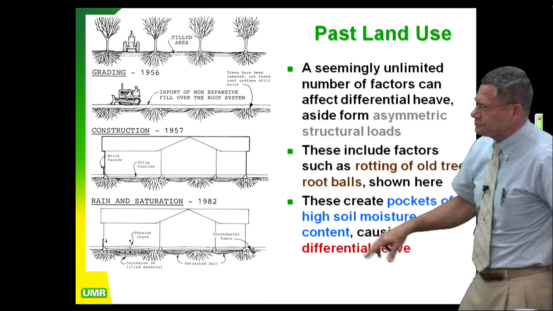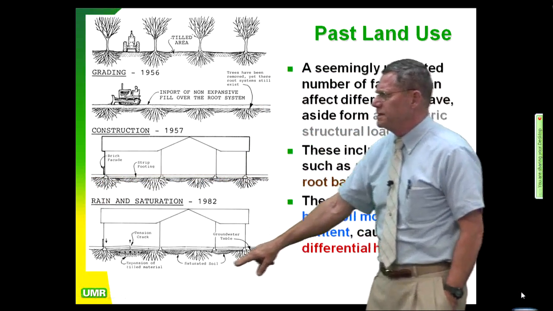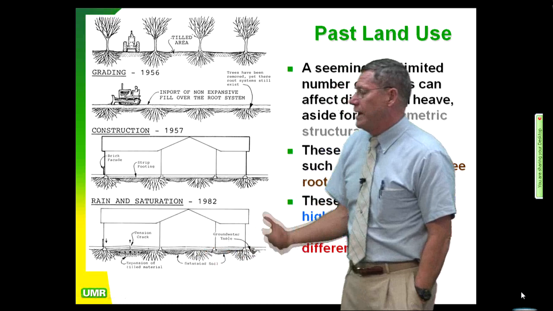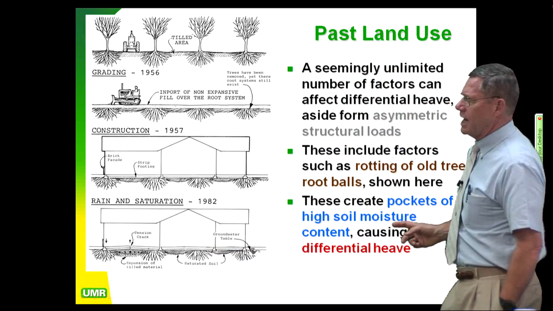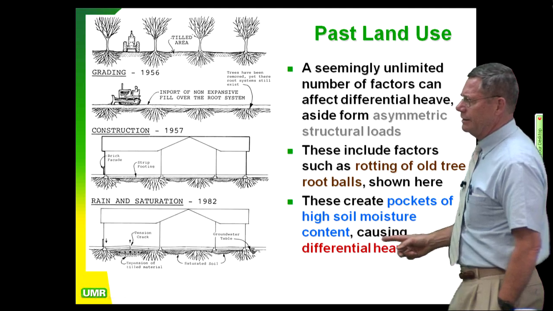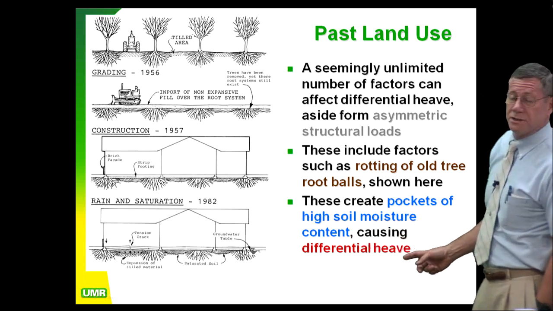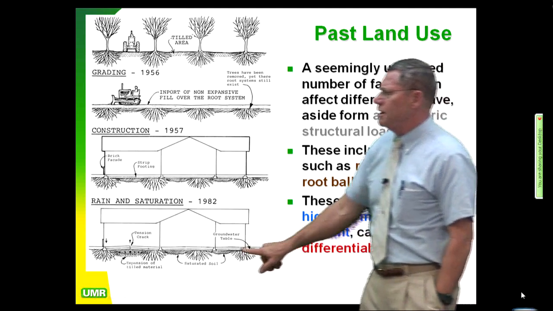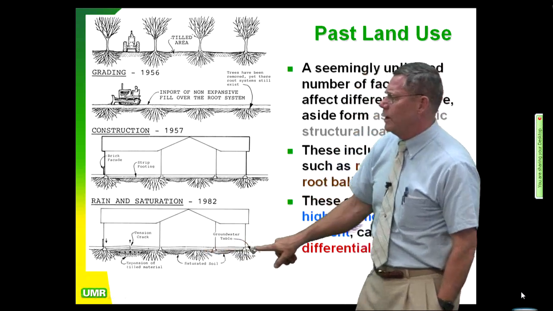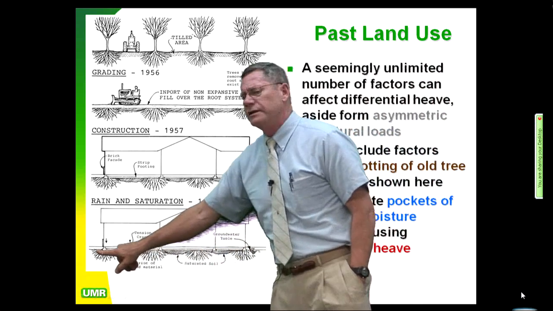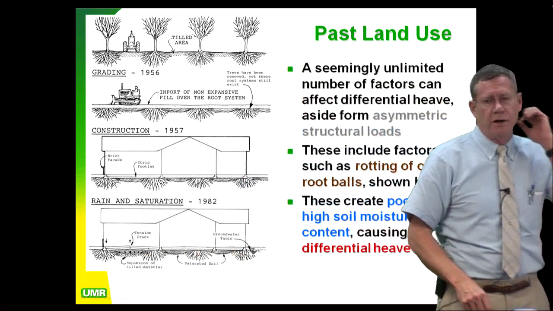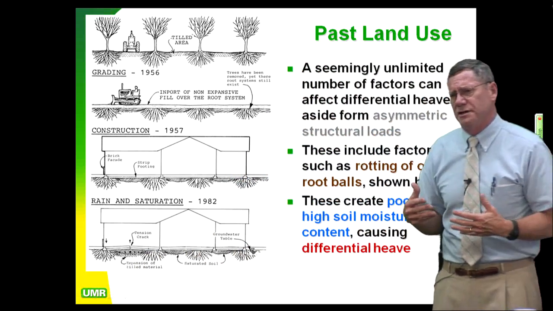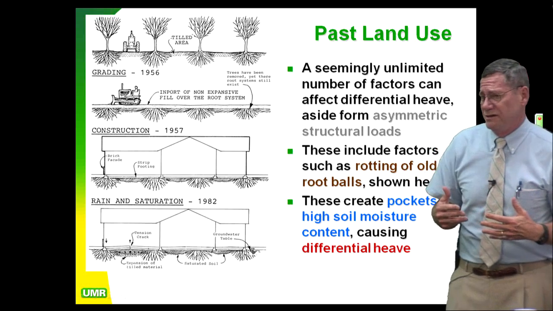4-inch slab. And what did they do with the root balls? They left them there. So what happened is, down the road, you get these pockets that have higher soil moisture content, and that gives you the differential heave. And then you start getting differential heave, and what happens to the pipes that are embedded in the slab? They break.